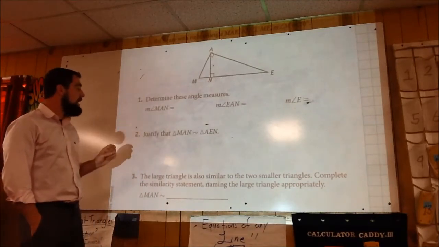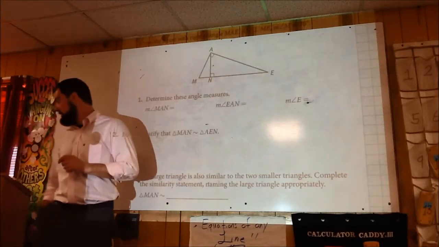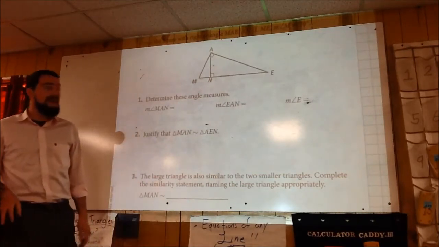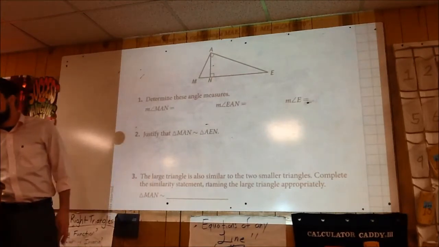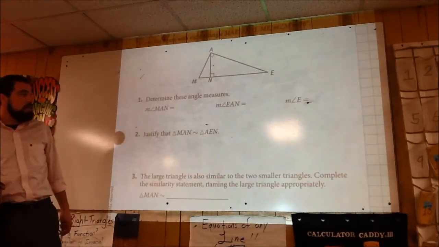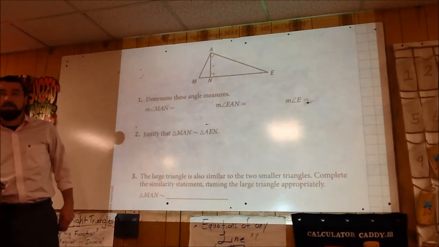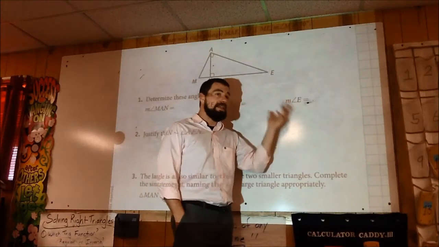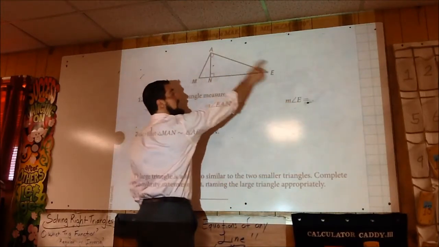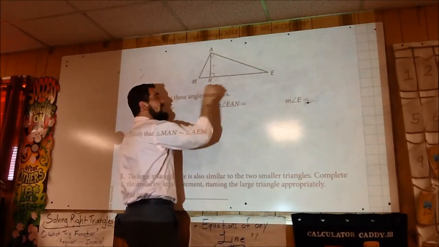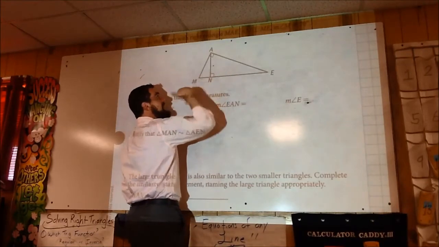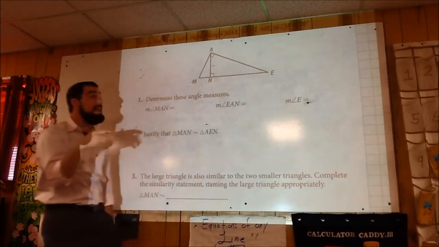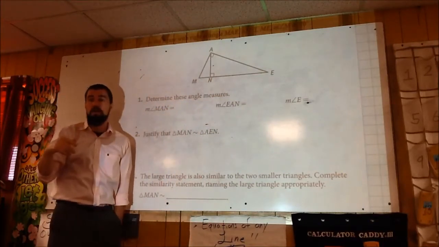But anyways, the measure of angle MAN, what is its measurement? 20 degrees. What is the measurement of angle EAN? 70 degrees. And the measure of angle E is 20 degrees. Now the reason that they chose to put the measure of angle E is because they could have called it angle AEN, and that's the angle that's in this medium-sized triangle. And then they also could have called it angle AEM. That would be an angle inside of the large right triangle.